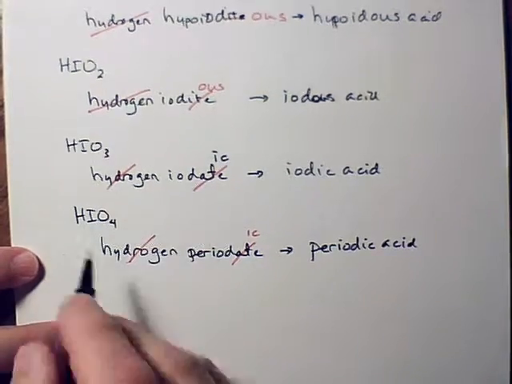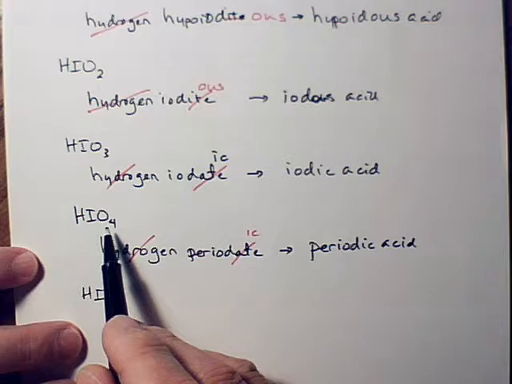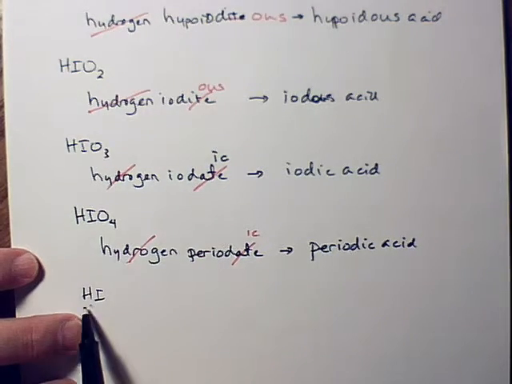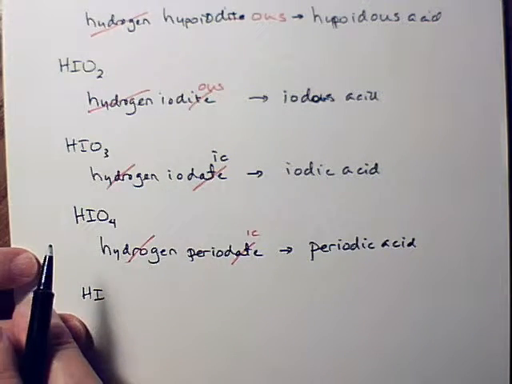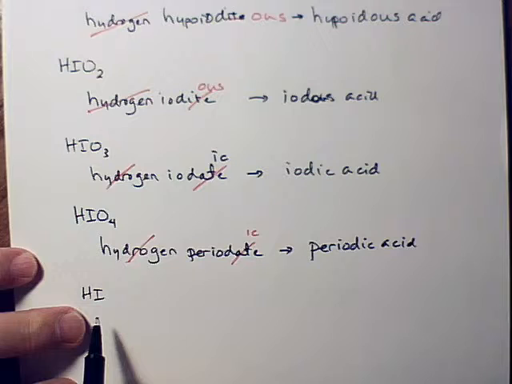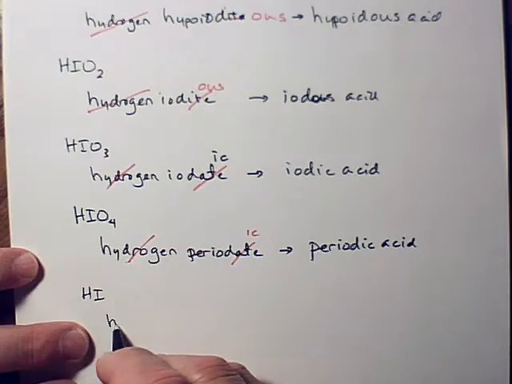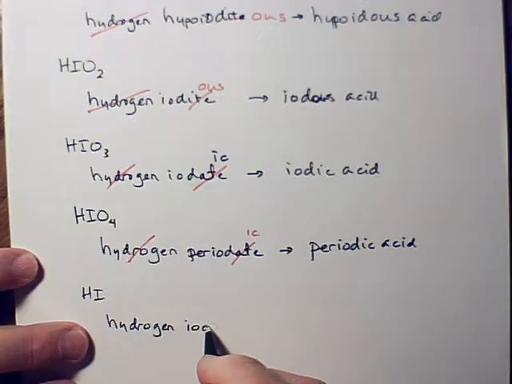Okay? Then HI is not an acid with an oxygen in there. So this is not an oxy acid. There's a different naming system for these kinds of acids that are called binary. They have only 2 elements in the formula. In a binary acid, you start the same way. You start naming it as if it is an ionic compound, and so you name it hydrogen iodide.